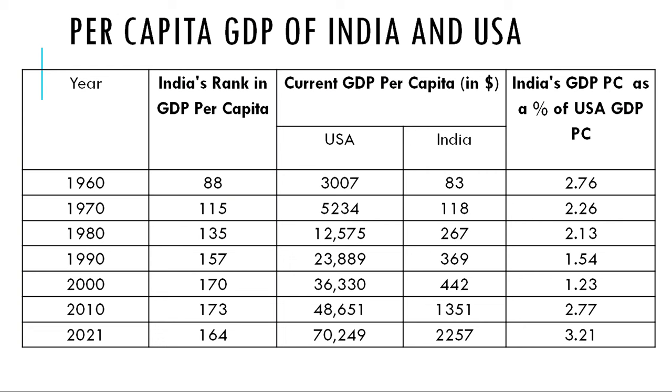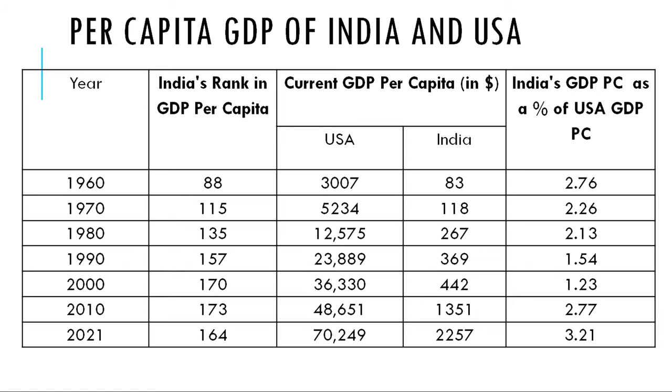If you look at the USA in the 1960s, every individual on an average produced around $3,000. Whereas at that time, India's GDP per capita was about $83 only. Now, American citizens on an average are able to produce $70,000 today, in 2021. Whereas India, it is about $2,257. That means what was prevailing in America in 1960, we are now almost nearing that level. It may look like we are just 50, 60 years behind America in terms of per capita income.